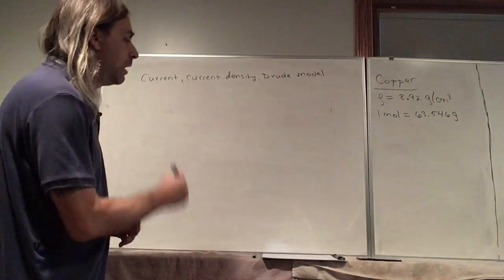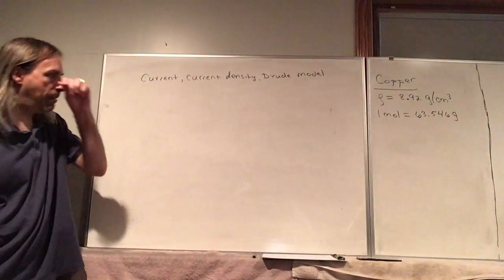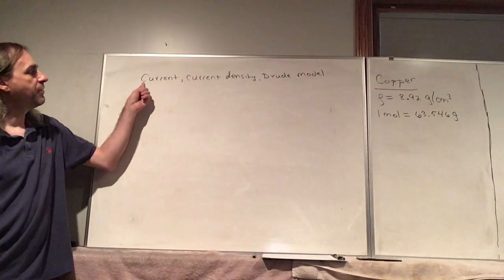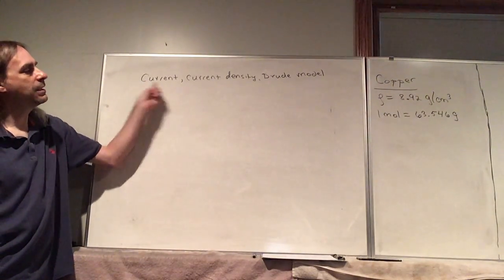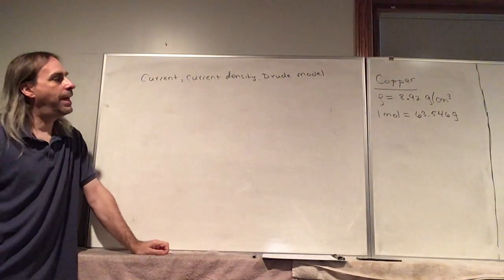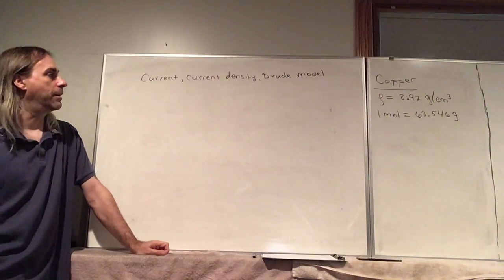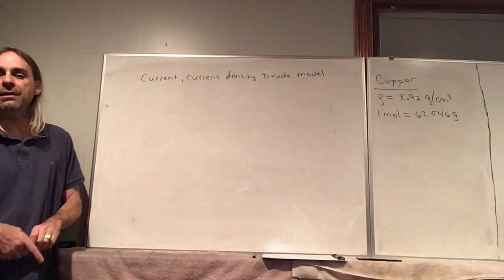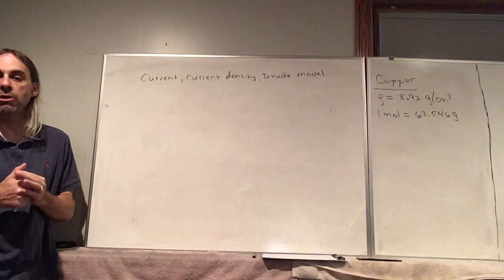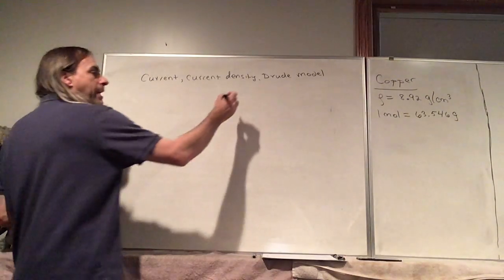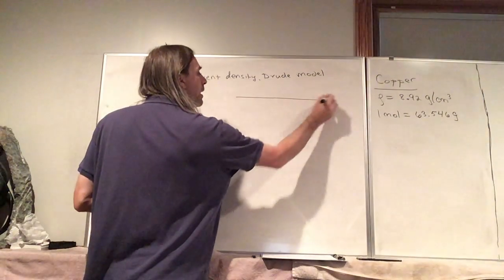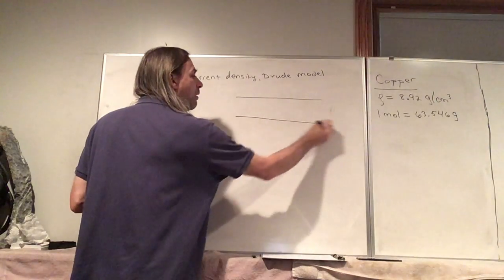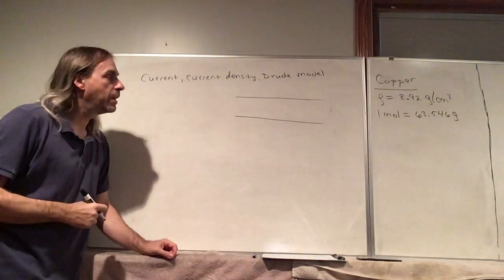Okay, so we're going to talk about a couple things in this lecture. Current density, and something called the Drude Model. So we're going to start out by defining current. And basically a current is a flow of electric charge.